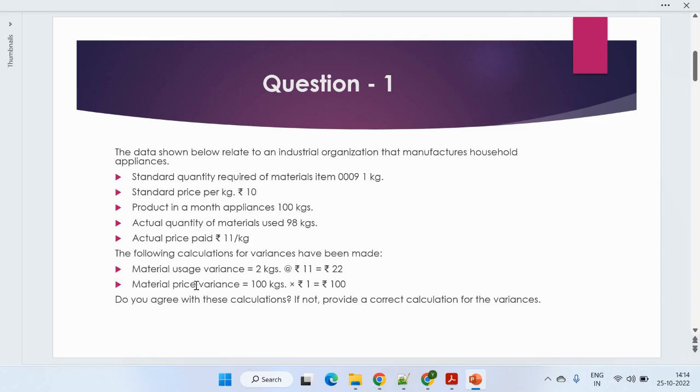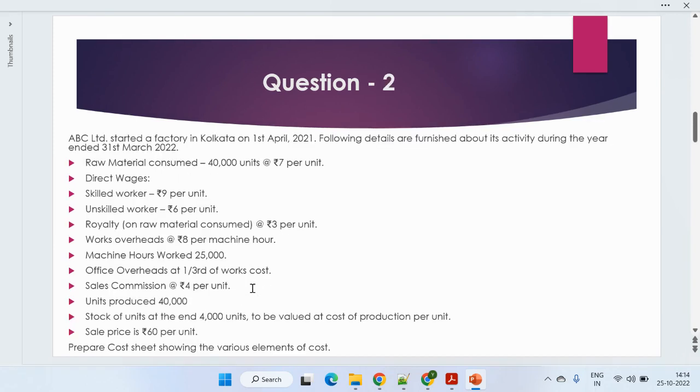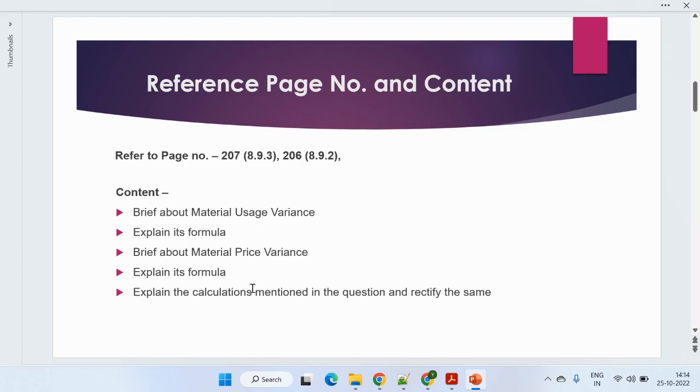First one is material uses variance, and the second one is material price variance. So let's see what's to be written and what is being asked. Firstly, we need to brief about what is material uses variance. Second is material price variance, explain its formula, and after that we come to check whether the calculation which is being mentioned in the question is correct or not, and we can easily look out based on the formulas of these two values. So which page numbers to refer?